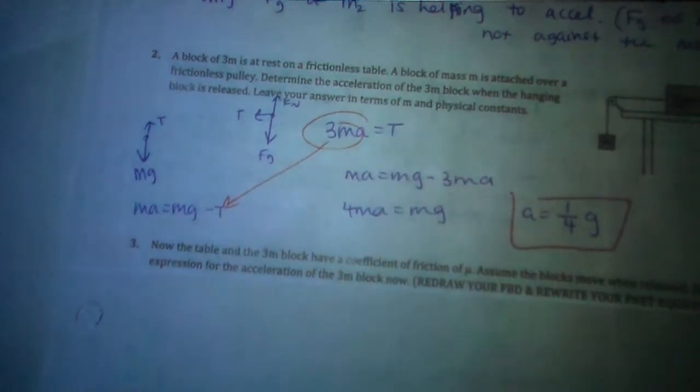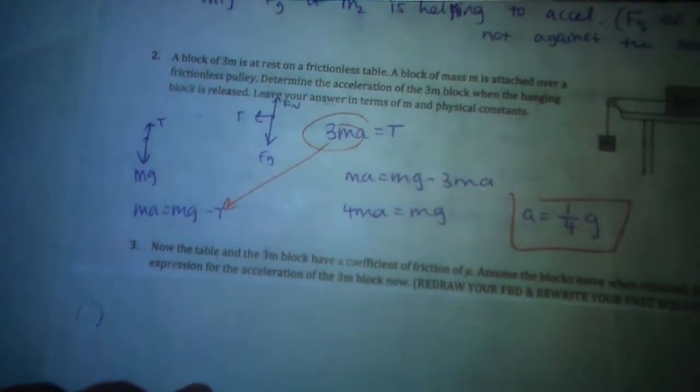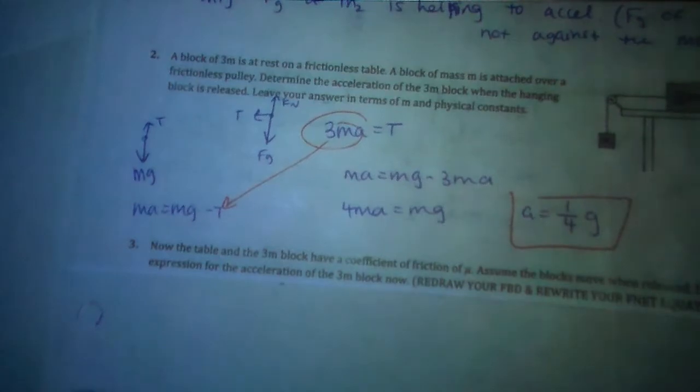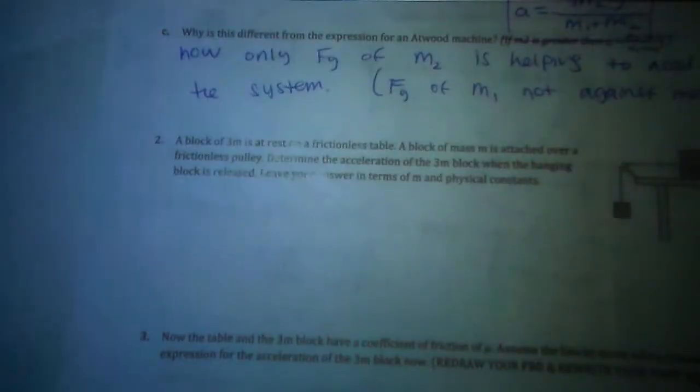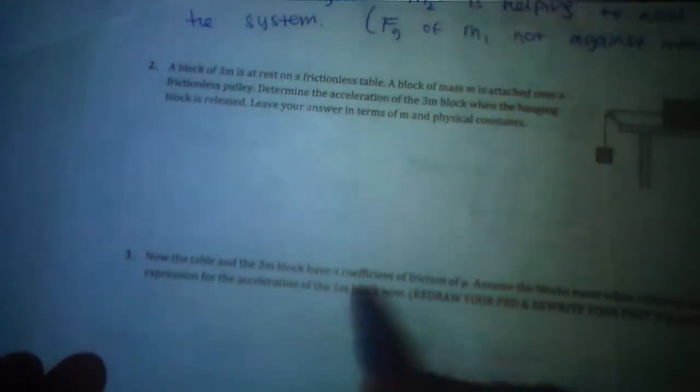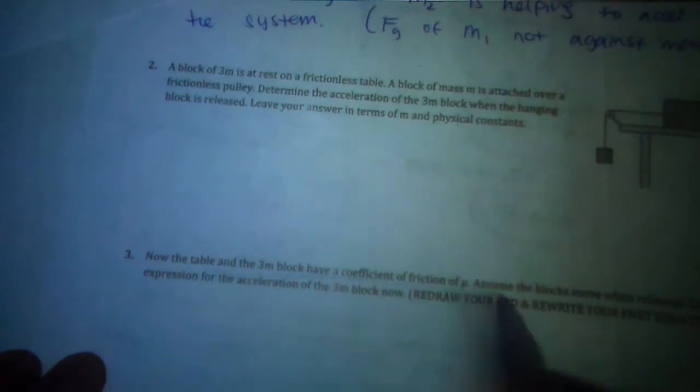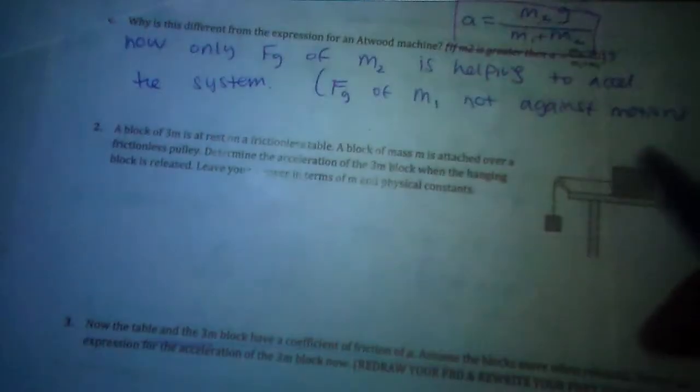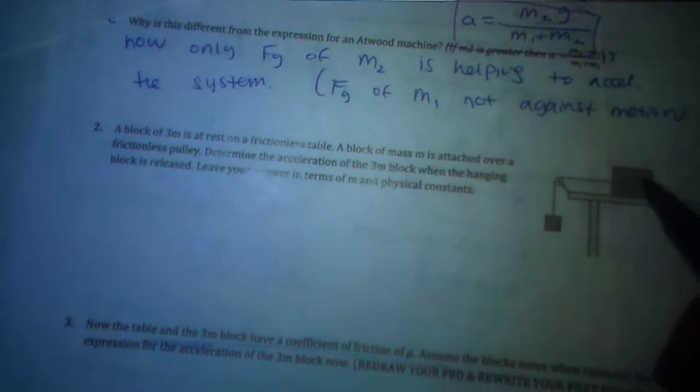Here, I don't think I need to talk through it. Pretty straightforward. Draw your free body diagram, substitute in for T, combine like terms, you get 1/4 g. If you have questions, you can ask your partner. What I want us to talk about is number 3. Number 3 is a continuation of number 2, but now there is a coefficient of friction between the block and the table. So I want everyone to redraw your free body diagrams for both of these and write your net force equation.